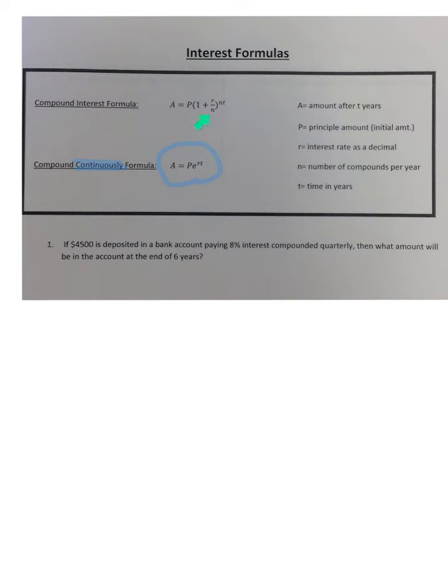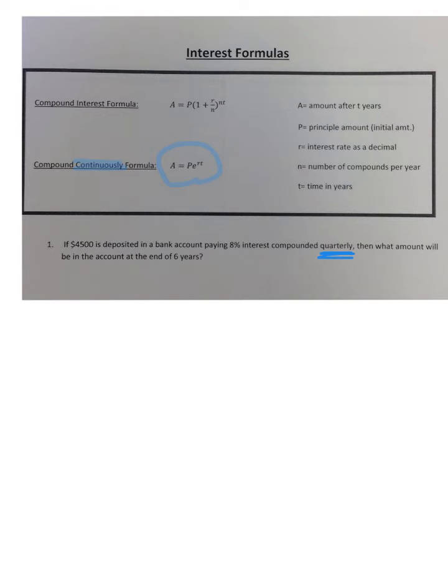And our N, remember, is going to stand for the number of compounds per year. So what does that mean? Let's look at number one. We have $4,500. We're depositing it into a bank account, and we are paying 8% interest, compounded quarterly. Quarterly does not say continuously, so we are going to use the first formula up here at the top. And quarterly means 4 times a year, so we would be putting in a 4 there.